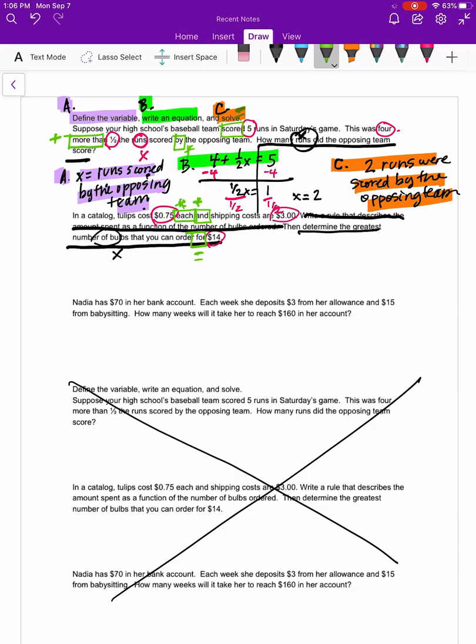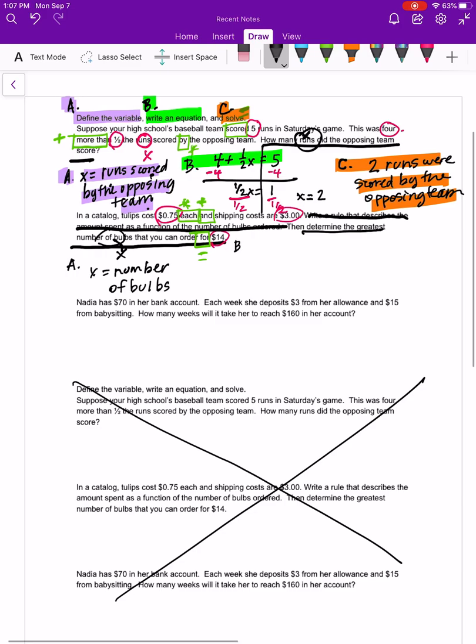So part A says define your variable. So what does X stand for this time? X stands for, it's right here, number of bulbs. And just so you know, a tulip comes like in a little bulb that you plant in the ground. So we're not talking like a light bulb that you plug in, but it's like a little plant because you're talking tulips.